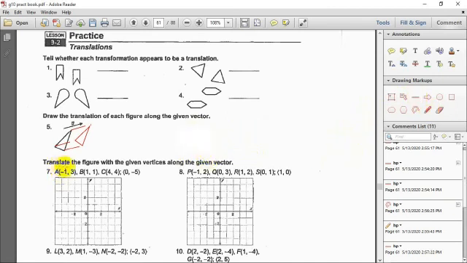Let's see here. Translate the figure with the given vertices by (0, -5). So I have here my point (-1, 3). This is A. B is (1, 1). This is B. C is (4, 4). This is C. Okay, and I'm going to join them.